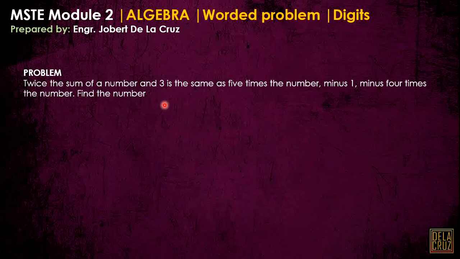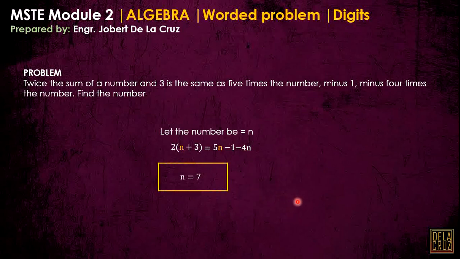Okay, twice the sum of a number and 3, the sum of twice the number and 3. We can denote the number as n. It is clearly stated that twice the sum of a number and 3, of course. So that will be twice the sum of this number and 3, n plus 3. Okay, is the same as 5 times the number minus 1, minus 4 times the number, 4n. Okay, so klarong-klaro man siguro. So we can calculate our n here as 7.